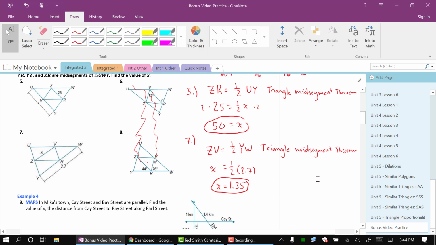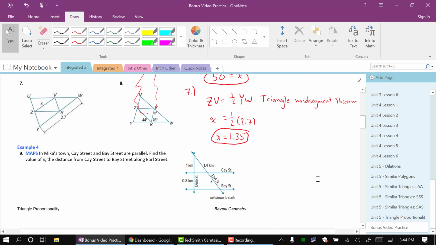Let's take a look at 9. So in Mika's town, K Street and Bay Street are parallel. So these two are parallel to each other. Find the value of X, the distance from K Street to Bay Street along Earl Street. So along here, we want to find this right here. So we're going to use the corollaries to help us out. So we know that this part up here is 1. We know that this part right here is 1.4. We know this part right here is 0.8.